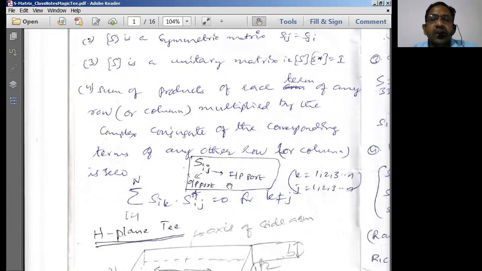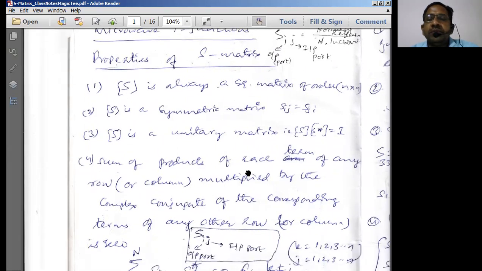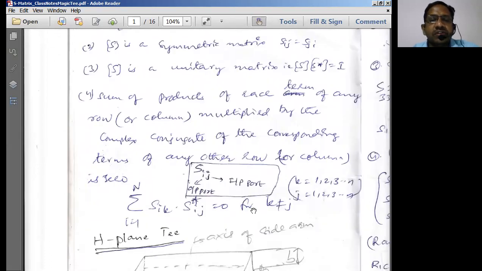Now, in the case of this S matrix, the first suffix i is the output port, and the second suffix j is nothing but the input port. So therefore, the S matrix can be defined as the normalized reflected wave to the incident wave. This is the basic definition of the S matrix.